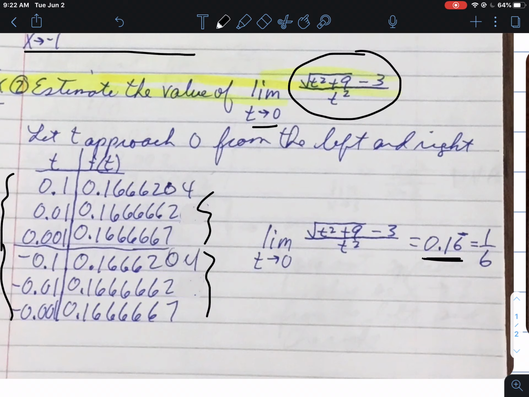Now, if you're going into Calc 2, we're actually going to talk about how to convert a repeating decimal to a fraction. It actually takes calculus to do that, as simple as that may seem. But that'll be a discussion for Calc 2 if you're heading into that course.